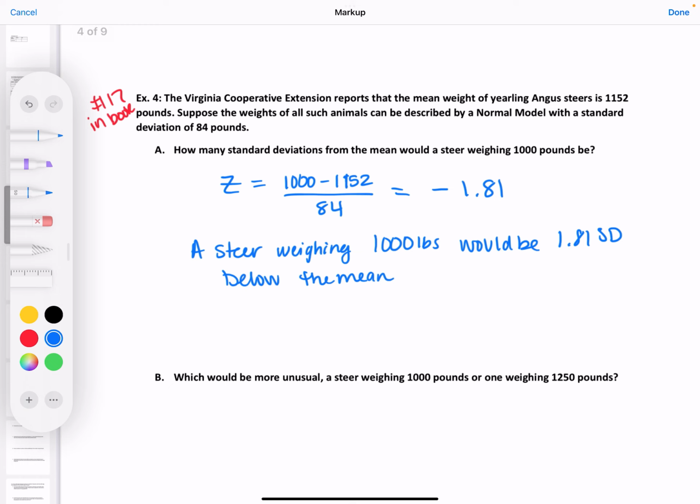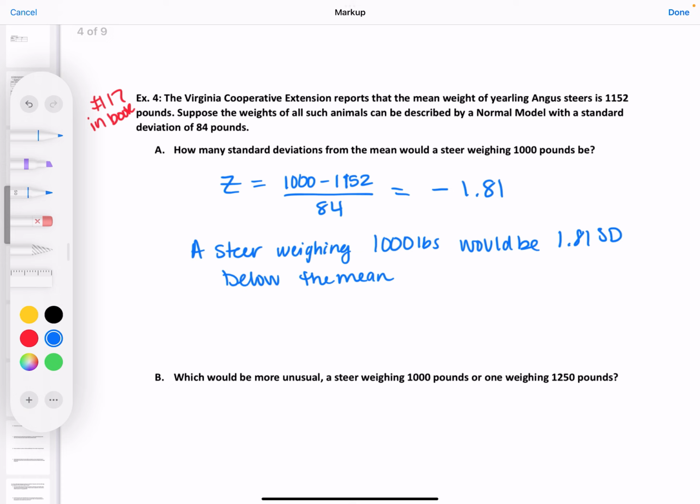Okay, so we don't need to put the negative sign if we say below the mean. That's why we specify if it's above or below. When you show the math, you should still show the negative sign in your math, like we did up there. But then you would say that it's below the mean when you actually do your little write-up about it.